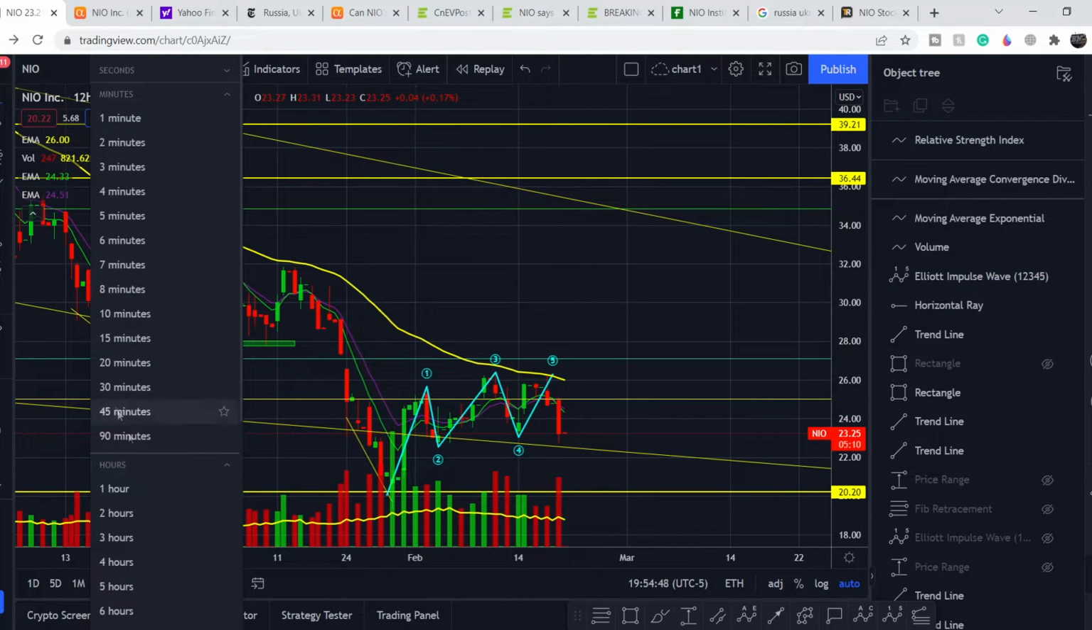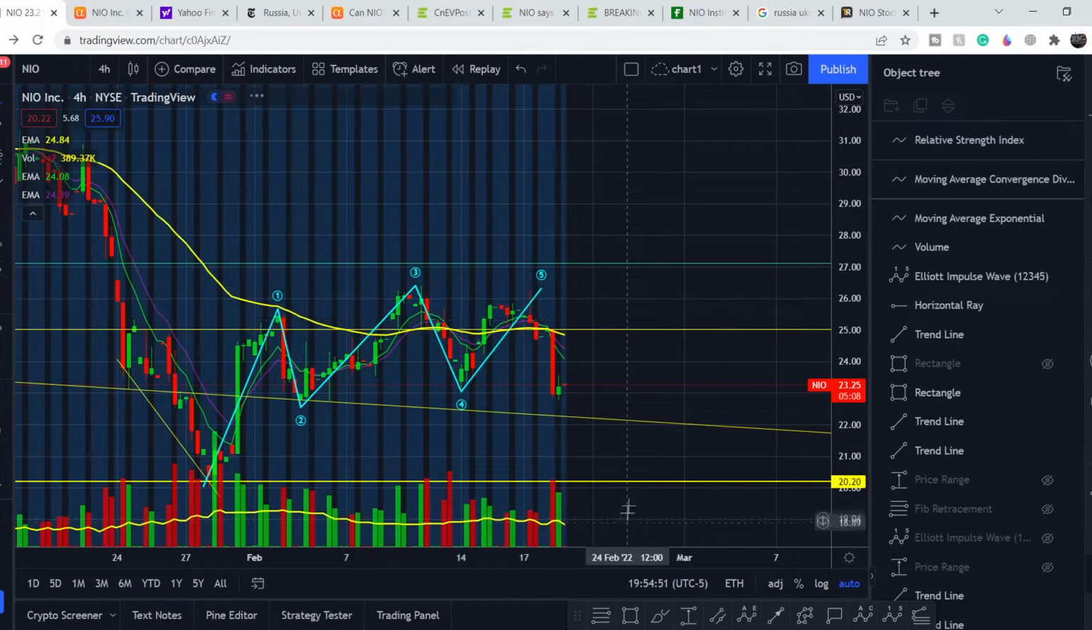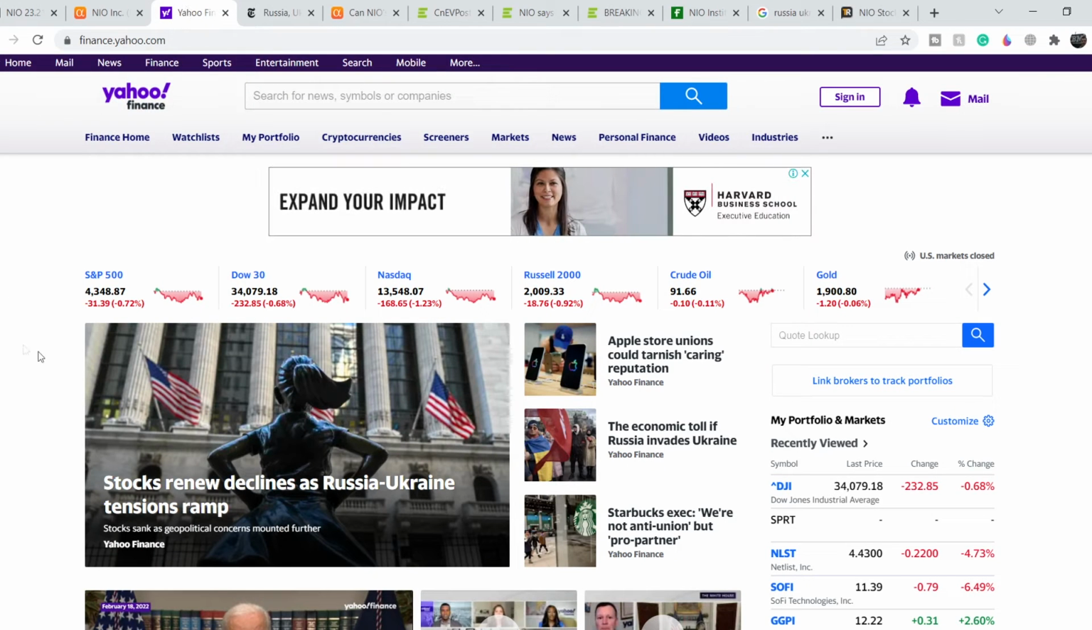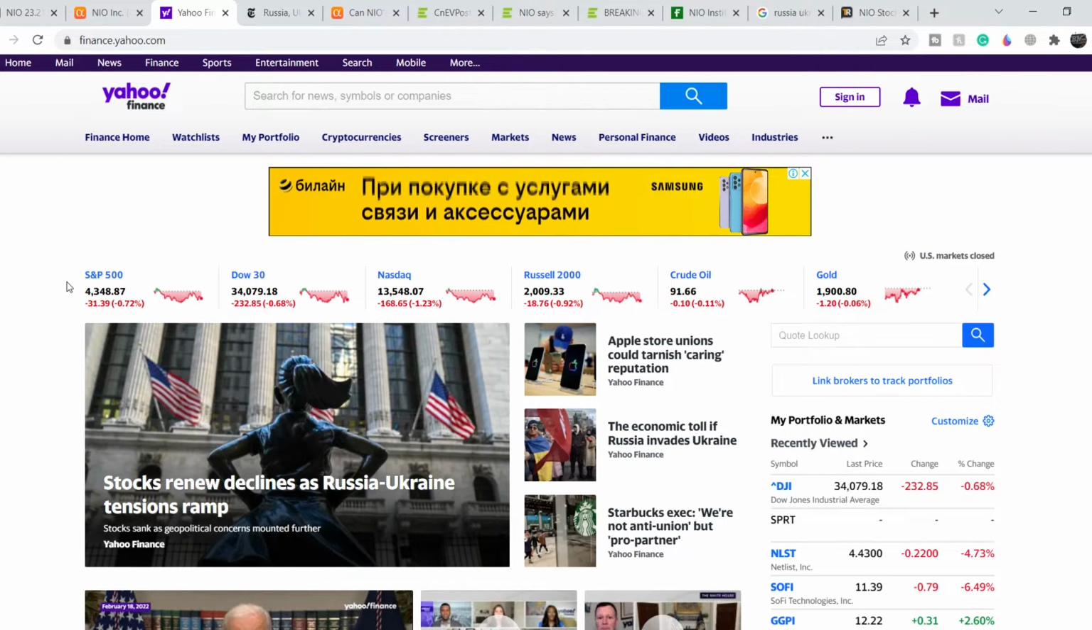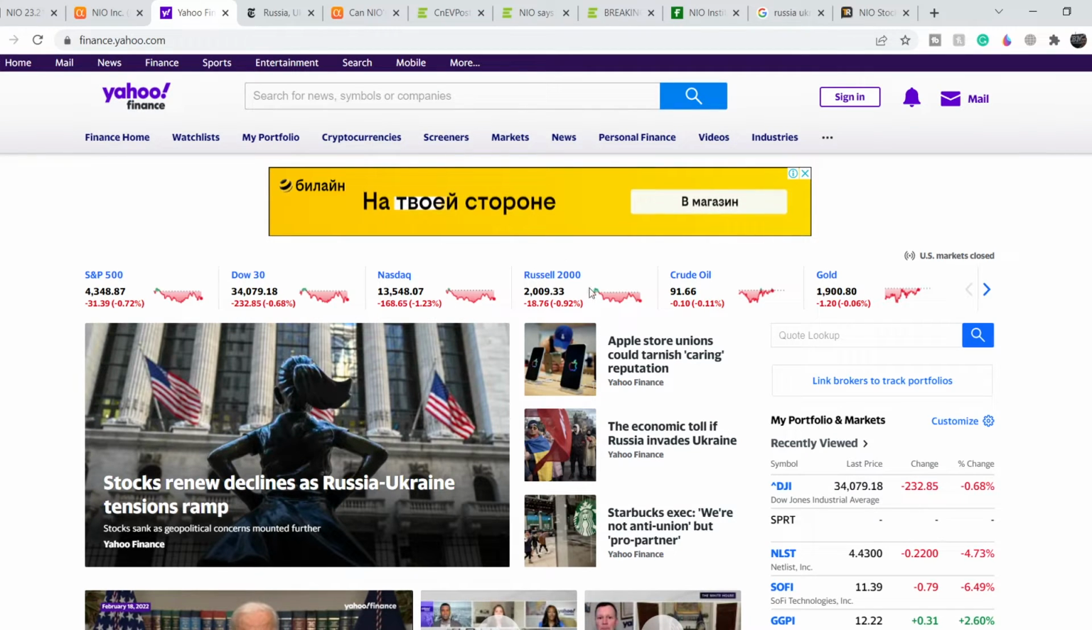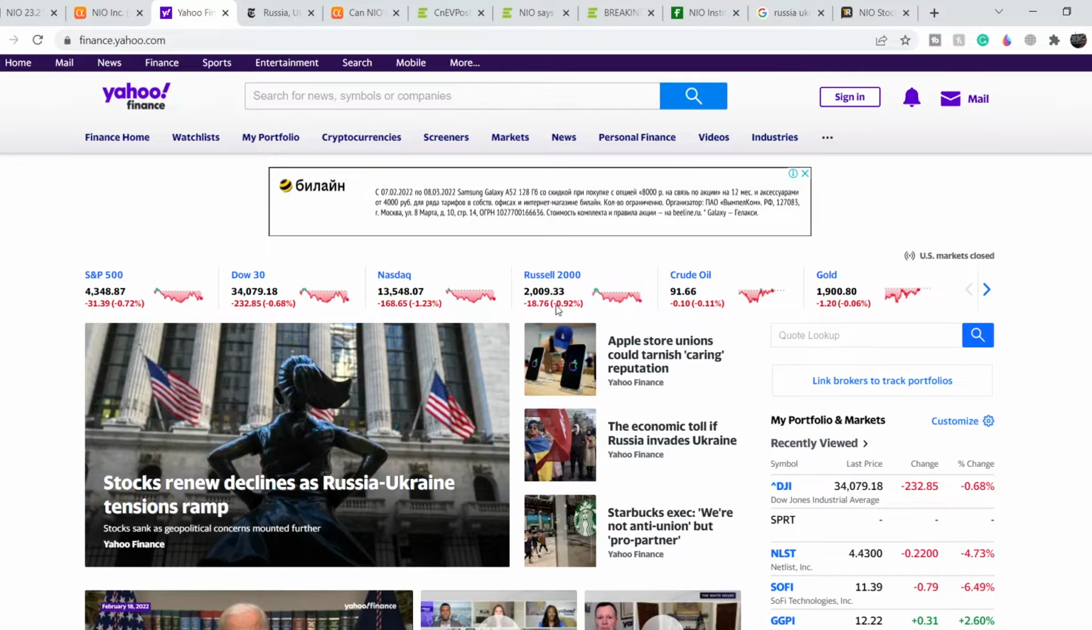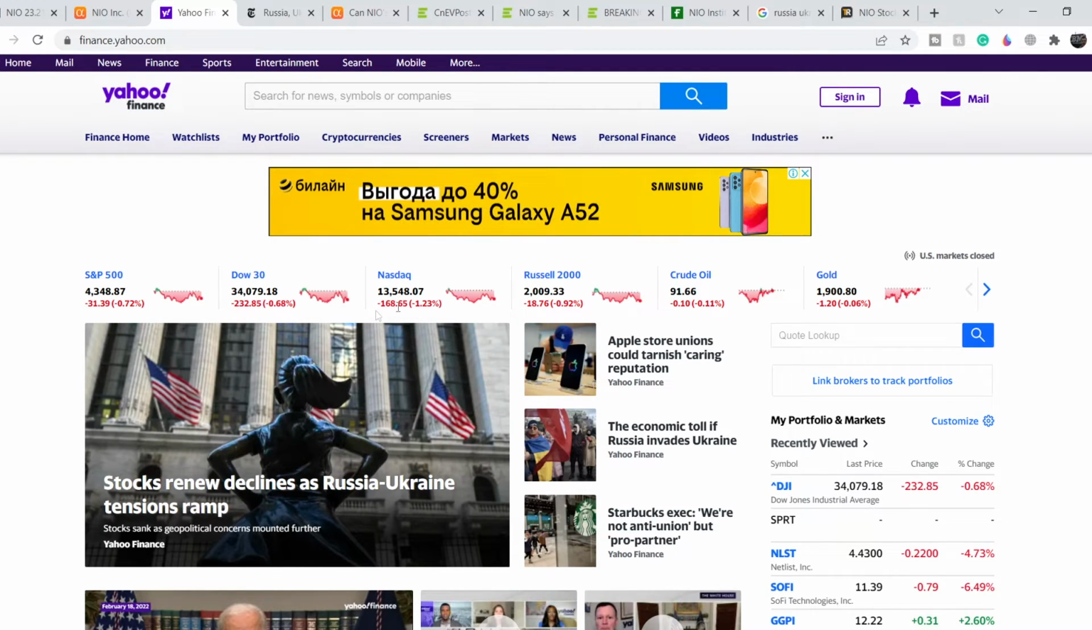So let's switch to the 4 hour time frame in order to see this movement in detail. We have this movement to the downside in extended hours, in pre-market trading. And what was the reason for this movement? First of all, let me show you the bigger picture of the entire market. As you can see, all indexes are in red. S&P 500 lost about 0.72%, Dow Jones lost about 0.68%, Nasdaq lost about 1.23%, and Russell 2000 lost about 0.92%. So markets are in red.